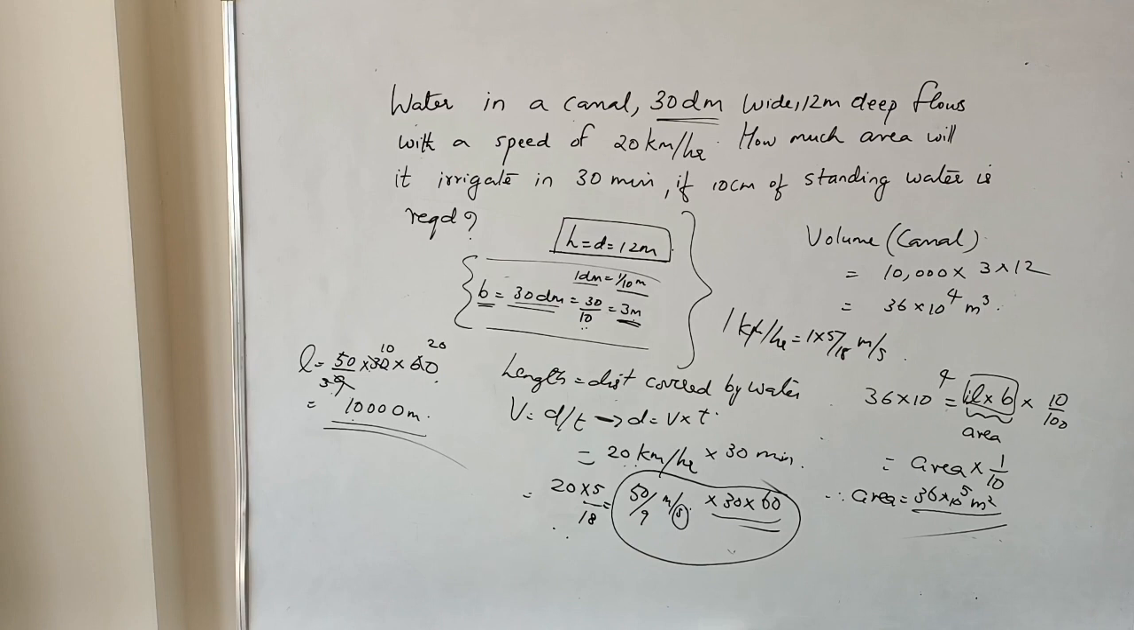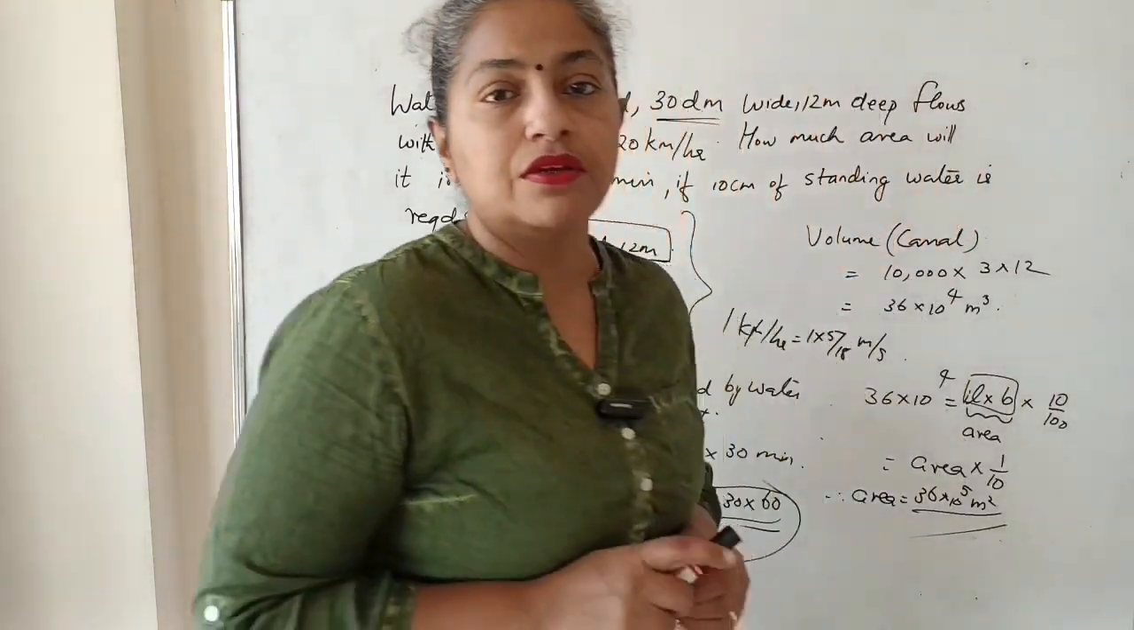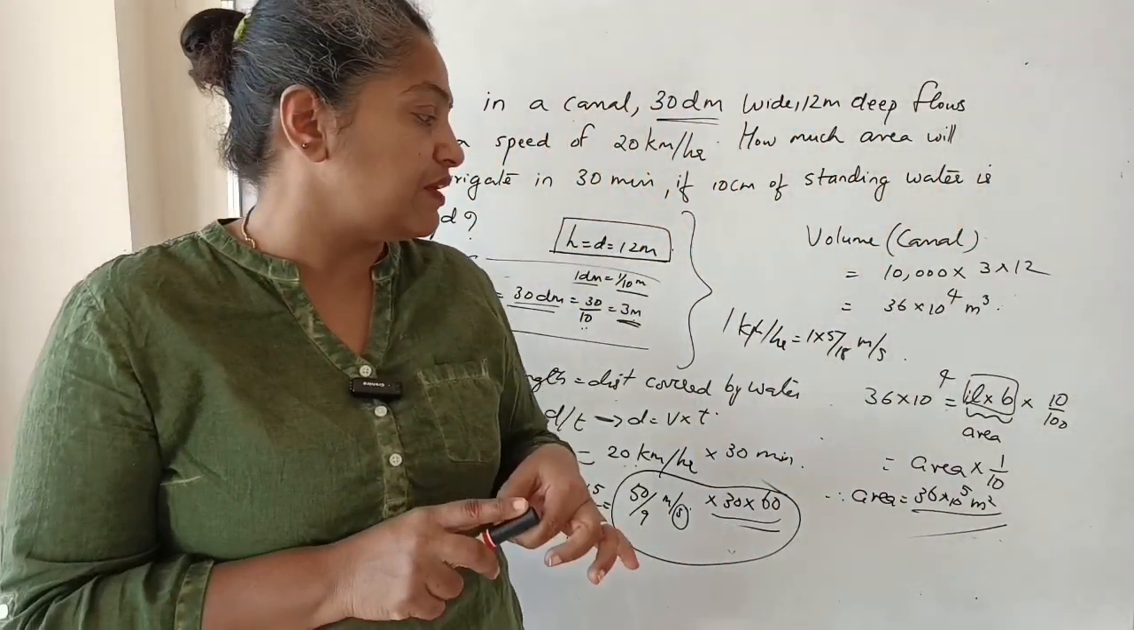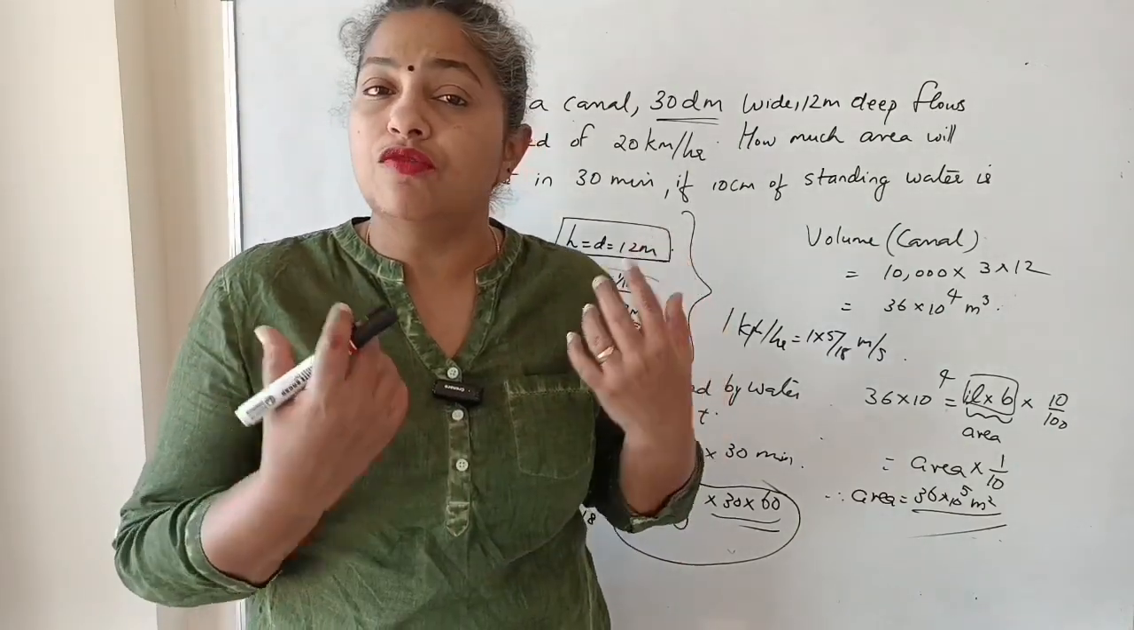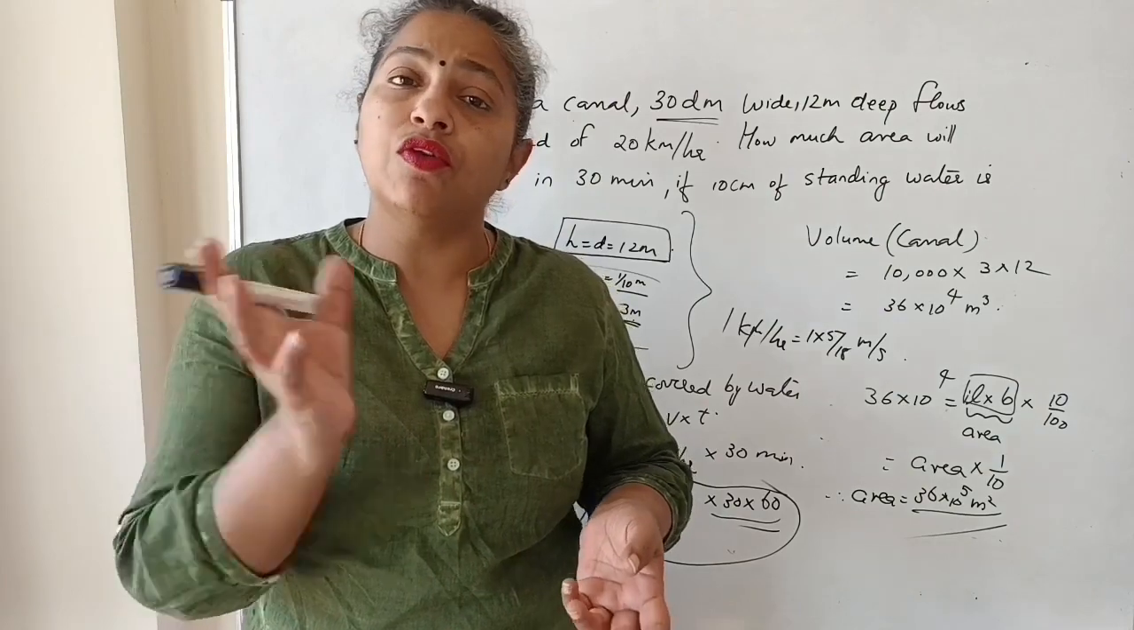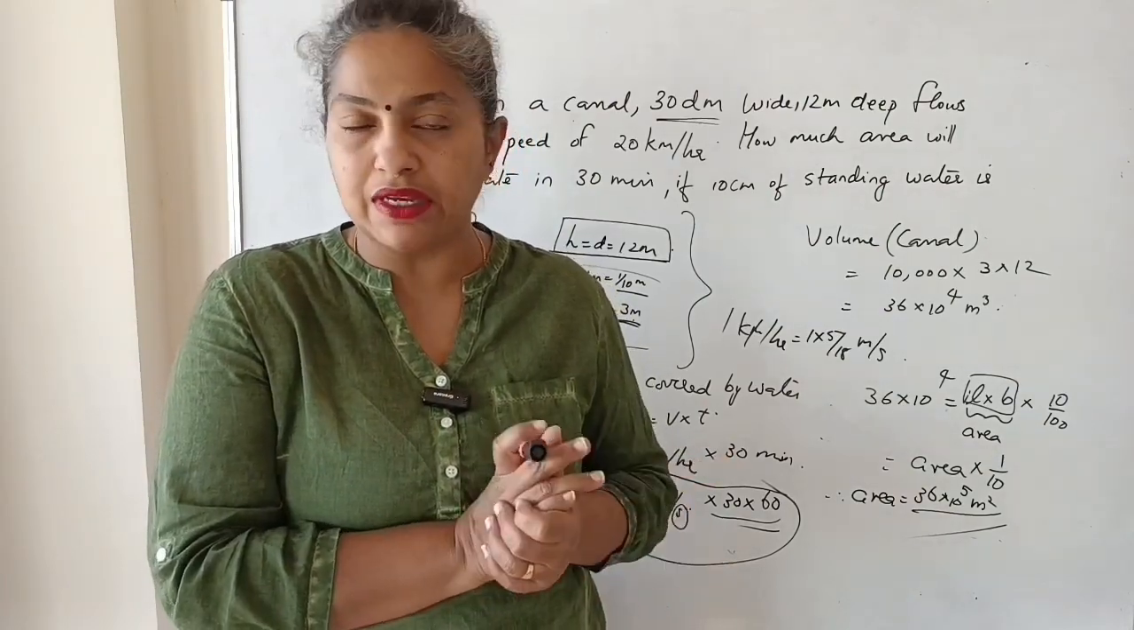So here you can see that I have equated both the volumes, 36 into 10 raised to 4 into the area of the irrigation field into the height of the standing water. So when we solve this, we will get the area to be 36 into 10 raised to 5 meter square. Okay, so this is one sum. So I hope you have understood how to apply the concept of flowing water flowing into an irrigation field which is in the shape of a rectangle.